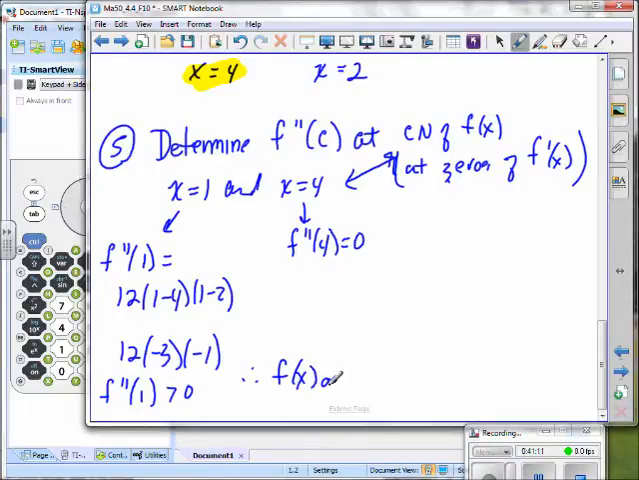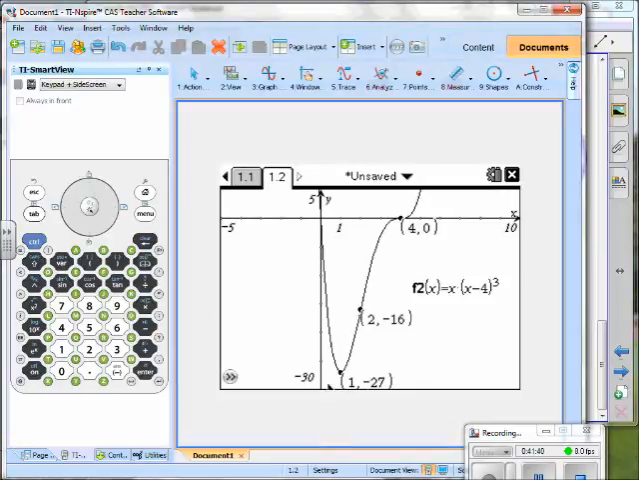Therefore, f of x at x equaling 1 has, let's say, a minimum. We can also say it's because it is concave up. Okay, we can go back to our curve. Is it concave up? Okay, yes it is.